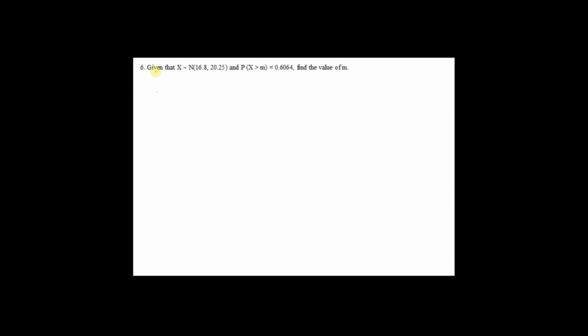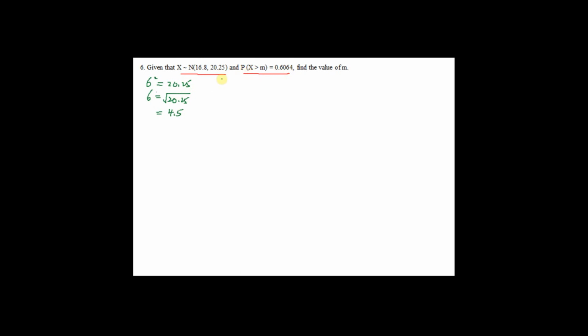Look at this question here. Given that X is normally distributed with mean 16.8 and variance 20.25, and probability X more than M equals 0.6064, we have to find the value of M. The first step here, we have to find the standard deviation. Given the variance is 20.25, your standard deviation will be the square root of 20.25, which is 4.5.